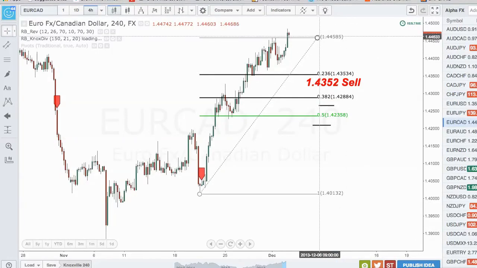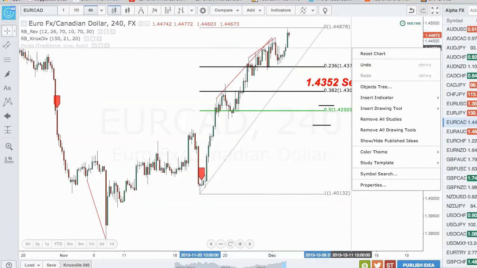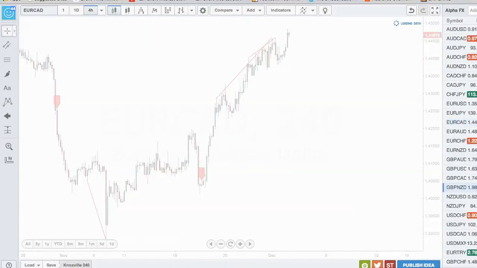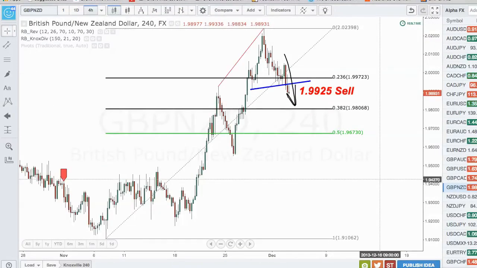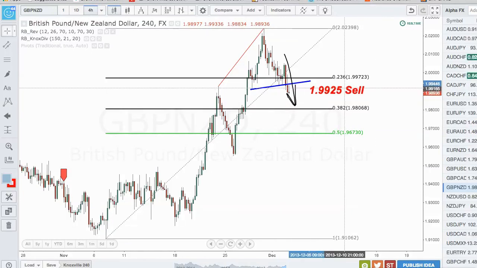This is the Euro Canadian dollar, not divergent. It was, but now we've blown above that level of divergence, and I'm just going to remove all the drawing tools off this chart and forget about it until I see another divergence. And last of all, this is the British pound New Zealand dollar, probably on the way down to 98.06. That's the 38% retracement on the 4 hour chart.